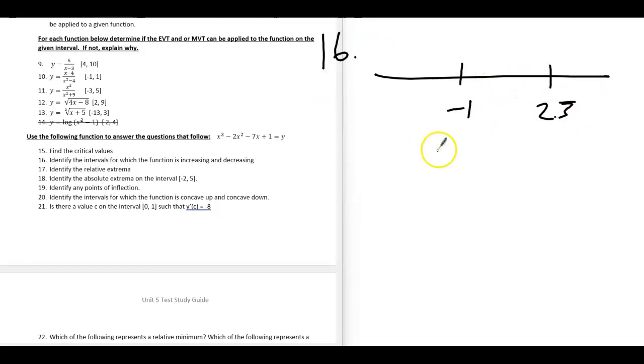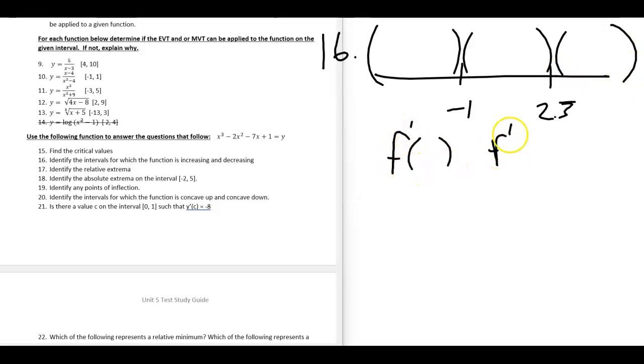All right, that being said, if I want to know where this function is increasing or decreasing, then I just need to pick some numbers from these three intervals and plug them into my derivative, because my derivative is a slope. If your slope comes out positive, that means your function is increasing. If your slope comes out negative, that means your function is decreasing. So let me pick a number between -∞ and -1, so I'll pick -2. Let me pick a number between -1 and 2.3, I'll say 0. Let me pick a number bigger than 2.3, I'll say 3.